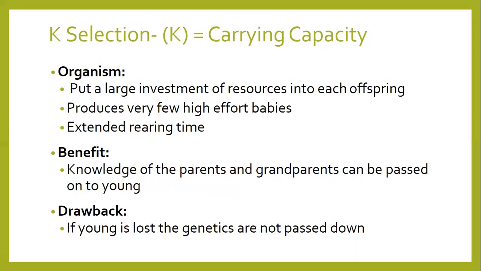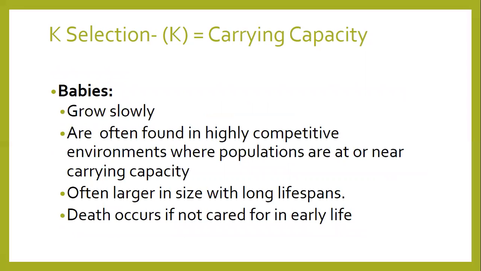It's not a hard and fast rule. You simply have to look at a species. You have to really think about the way that it behaves in the environment, how many young it has, and how many young it would be likely to lose in a litter. And then you get the feeling about whether it's going to be R or K. K babies grow slowly, are often found in highly competitive environments, are often larger in size with longer lifespan, and death occurs if not cared for in early life.